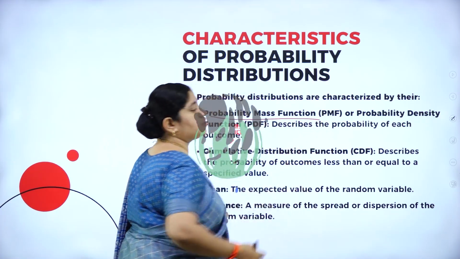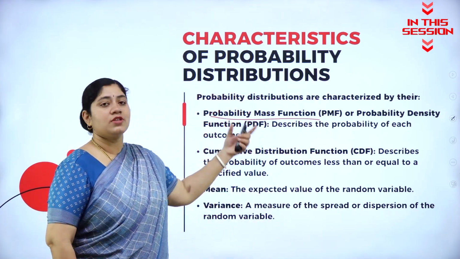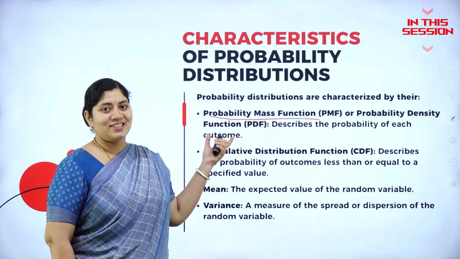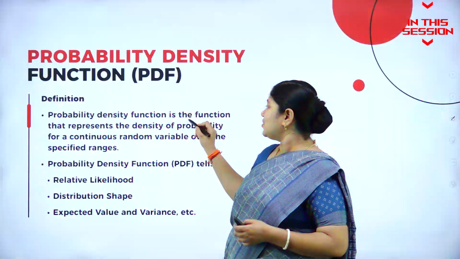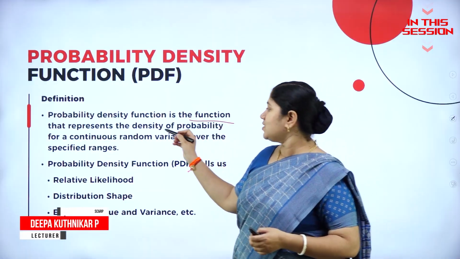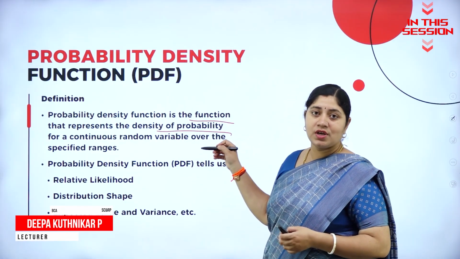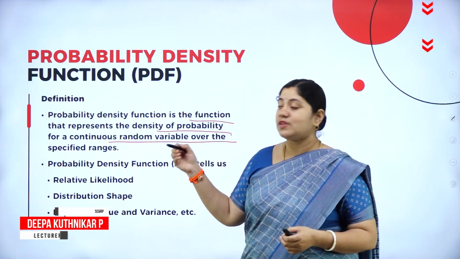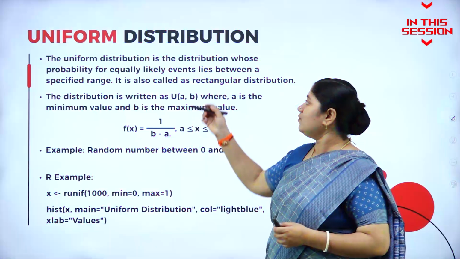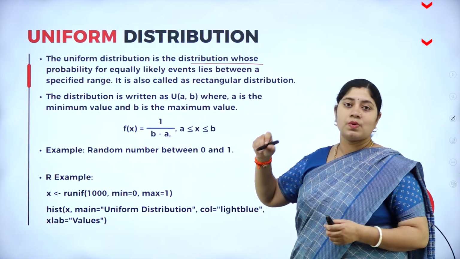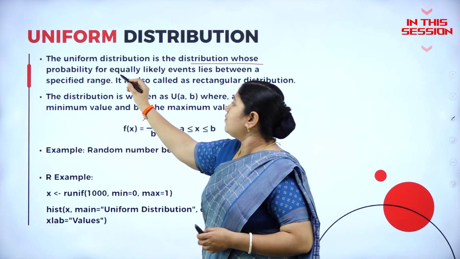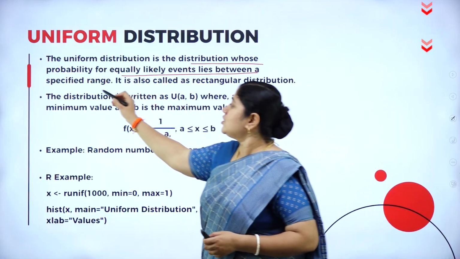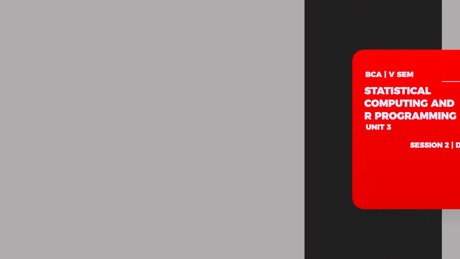Probability mass function or PMF, which is also called probability density function, is PDF. It is the function that represents the density of probability for a continuous random variable over the specified range. Uniform distribution is a distribution whose probability for equally likely events lies between a specified range.